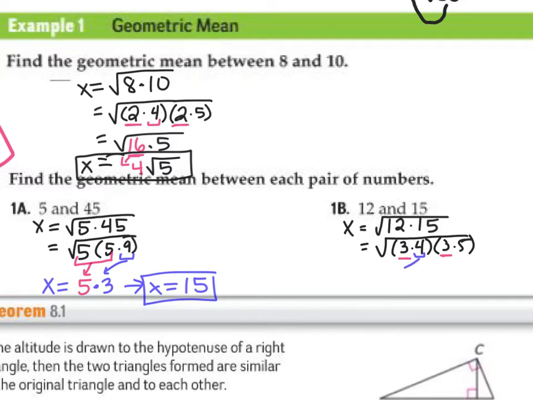So taking out our perfect squares, we're going to have 3 times 2, and then we're just going to be left with this square root of 5, because that cannot simplify down anymore, unless it's a decimal, but we don't want decimals. So here x is going to equal 6 times the square root of 5.